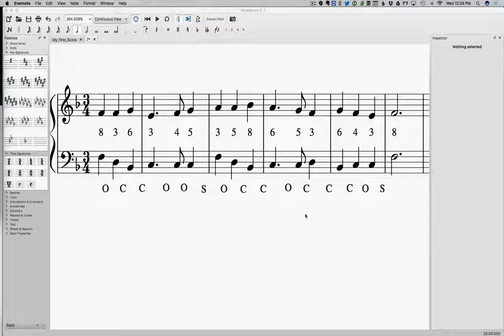Parallel octave. Number 5, parallel intervals, still not good. That falls into number 1 that we talked about a minute ago, which is rules of first species counterpoint, but it's worth re-emphasizing. Avoid parallel perfect intervals.